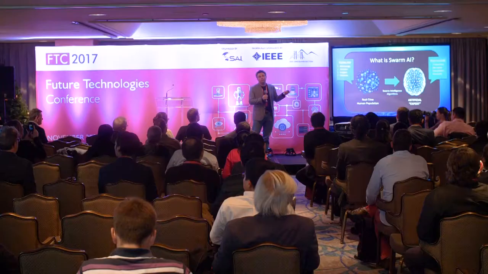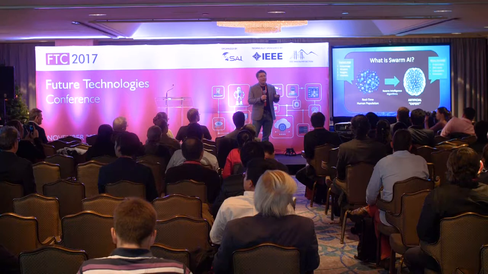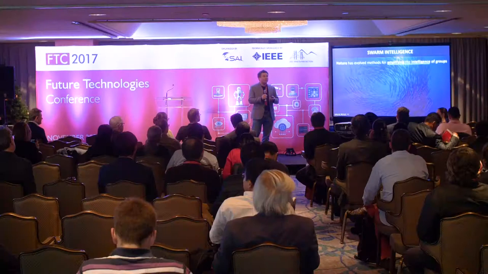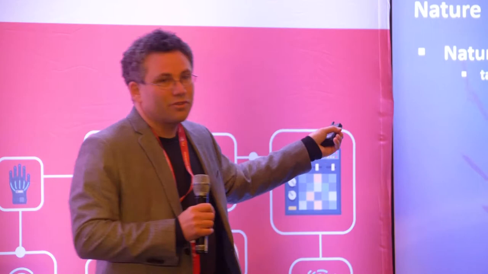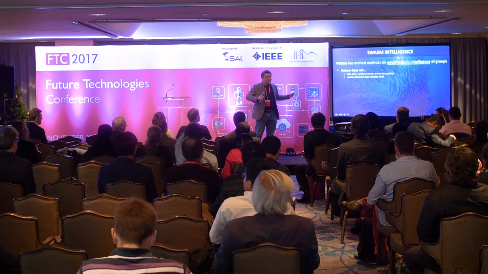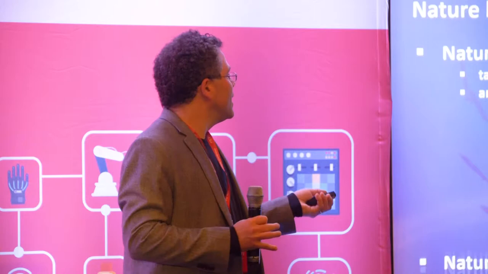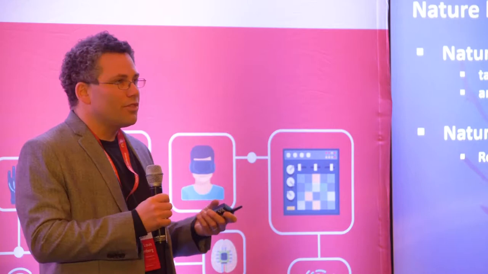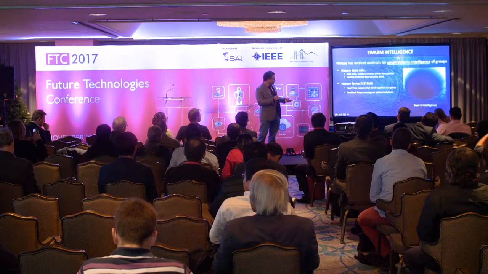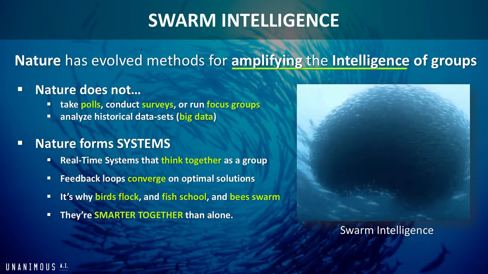And so what is swarm intelligence? It comes from nature. This was basically inspired by how natural systems amplify the intelligence of groups. Nature, over millions and millions of years, has evolved methods of amplifying the intelligence of groups to make optimized decisions. What nature doesn't do is take polls, conduct surveys, run focus groups, or use SurveyMonkey. It also doesn't collect big bits of historical data and do big data analysis. What nature does to harness the knowledge and wisdom and instincts of a large population is form real-time systems where the group can think together as a system with feedback loops to converge together on optimal solutions. And this is ultimately one of the primary reasons that birds flock and fish school and bees swarm: they are smarter together than alone.